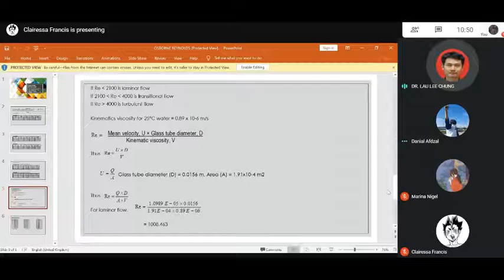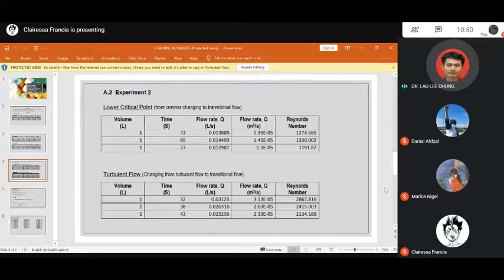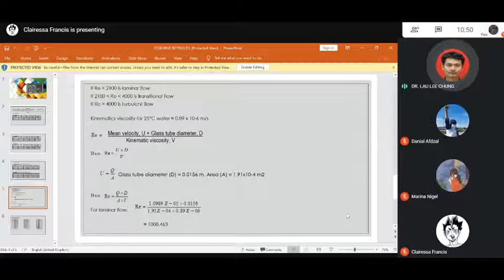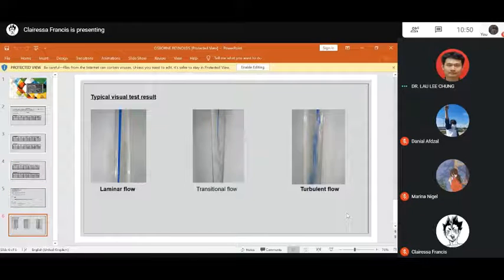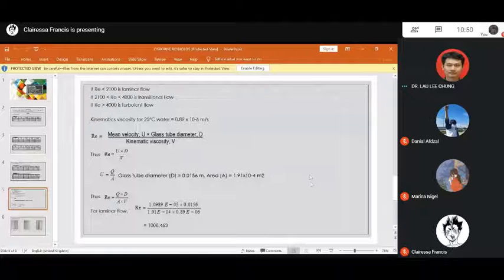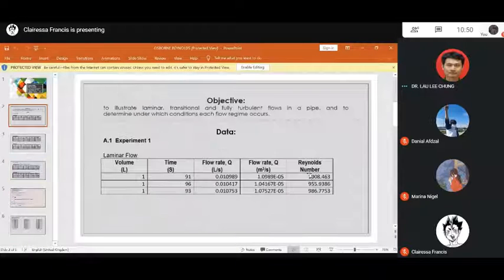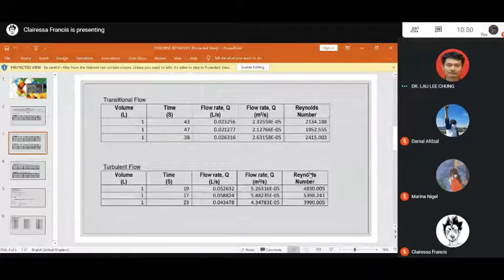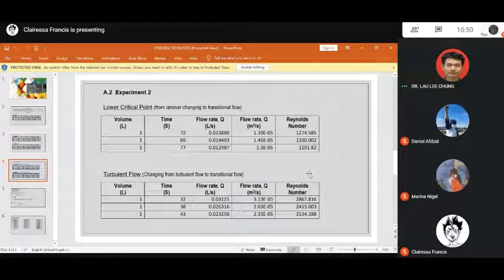Okay, one question for all. I let you think first. Kinematic viscosity. What is the difference between kinematic viscosity and viscosity? Okay, you think first, later you answer me. We'll go back to the previous slide. Oh, you finished experiment 1 already. Now we go to experiment 2. You continue presenting experiment 2.